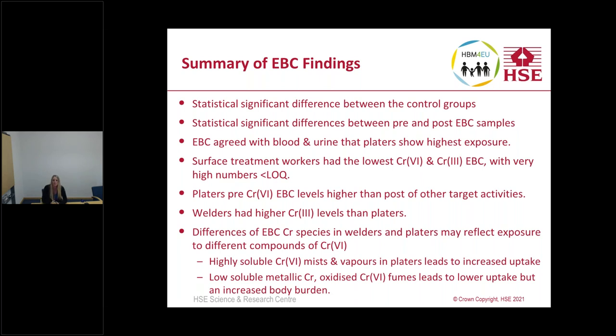So for a plater, they'll be exposed to the highly soluble chromium 6 mists and vapors within the plating tanks, which most likely lead to an increased uptake, whereas the welders are exposed to a low-soluble metallic chromium, which is oxidized in the high temperatures to a chromium 6 fume, which would lead to a lower uptake. But the fact that the chromium 3 levels were so high might represent the increased body burden of the excretion that the welders are finding, as opposed to the platers with the highly soluble chromium, where the uptake is high, but the excretion is fast and high as well.